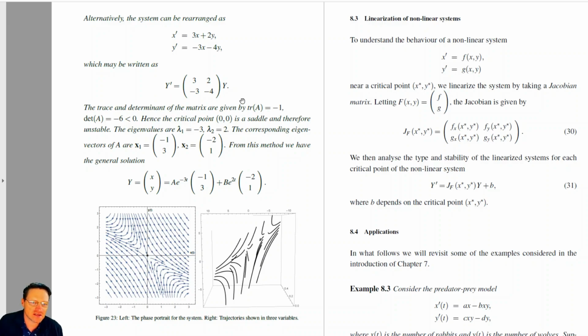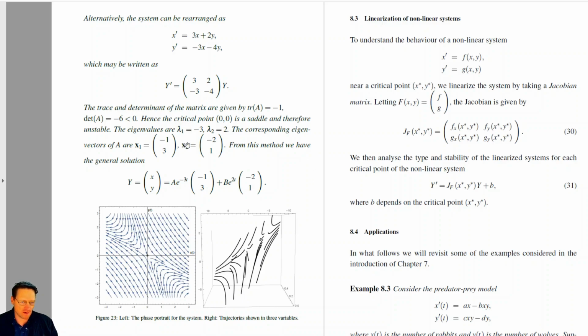Then you could write this as a homogeneous linear system. You know that the critical point is (0, 0), because there's no plus b there. You take the trace of the matrix, 3 minus 4 is minus 1, and the determinant of the matrix is minus 12 minus minus 6, which is minus 6, and note that that's negative. So we get a saddle just looking at that stability chart. So the critical point at (0, 0) is a saddle, and therefore it's unstable.